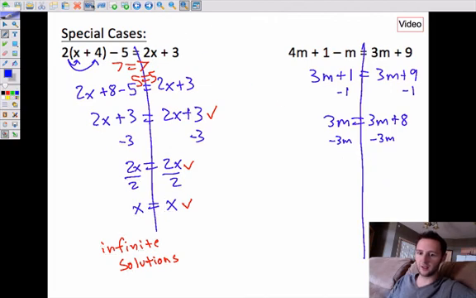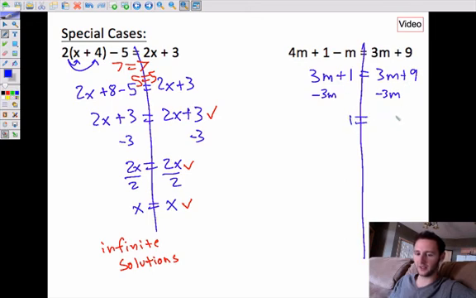Or, if I want to back it up a little bit, and maybe subtract 3m from both sides, I'll get 1 equals, that all will cancel out, and I'll get 9. Okay, but 1 doesn't equal 9. 1 is 1, and 9 is 9.